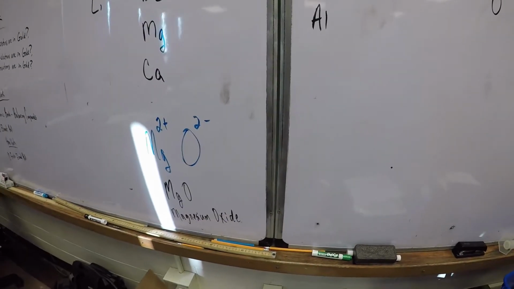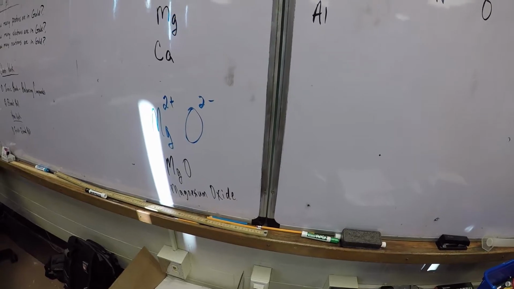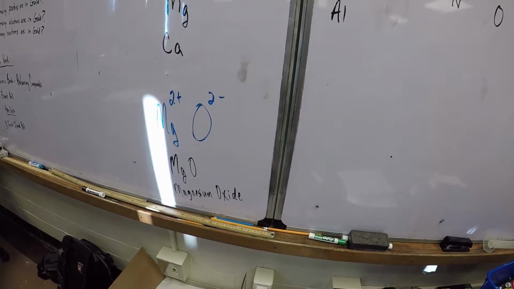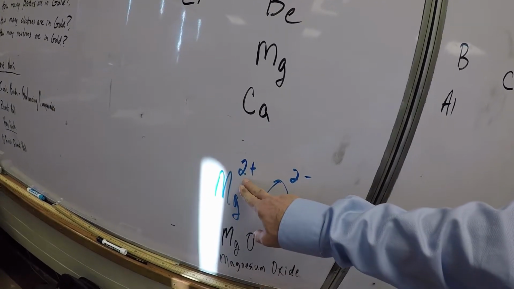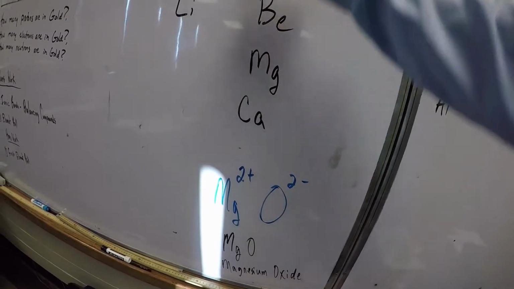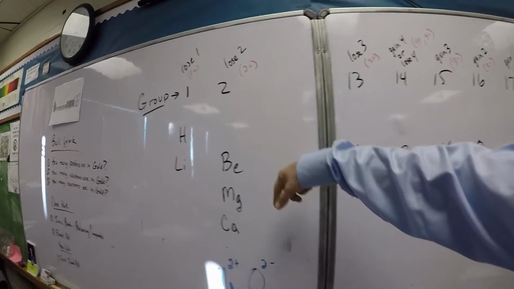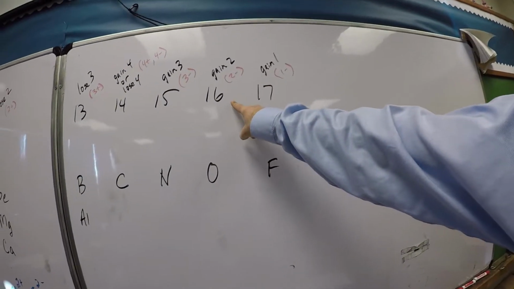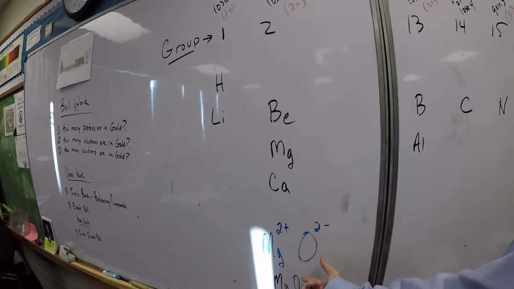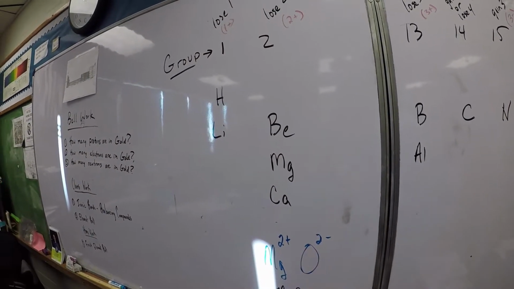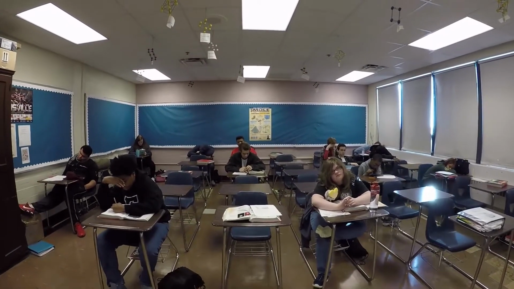Oxygen will change its name from oxygen to oxide because it is a main group element. So the charges here are the same. Magnesium is found in the second group. Oxygen is found in the 16th group. They come together and cancel out their charges. 2 positive, 2 negative equals 0. And then you get magnesium oxide.